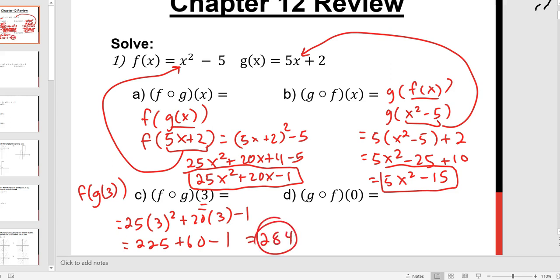g of f of 0, I don't have to plug in. I could do g of f of 0, but I don't have to. I have this new function where I could just plug in the 0 there, so it becomes 5 times 0 squared minus 15. 0 minus 15, just negative 15.